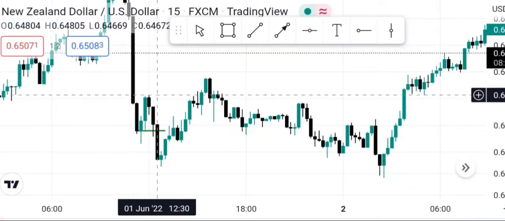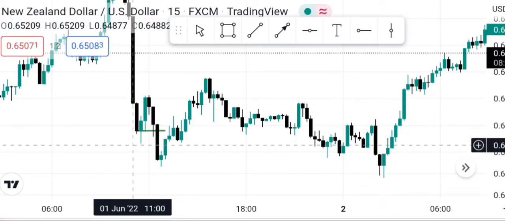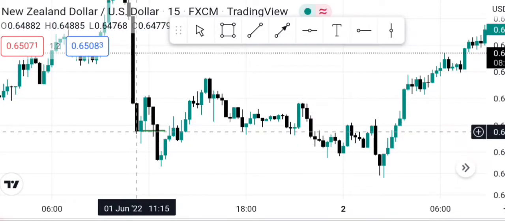This is a very beautiful swing. It's a very beautiful swing. This is a swing low right here. Okay, now let me show you some other examples.